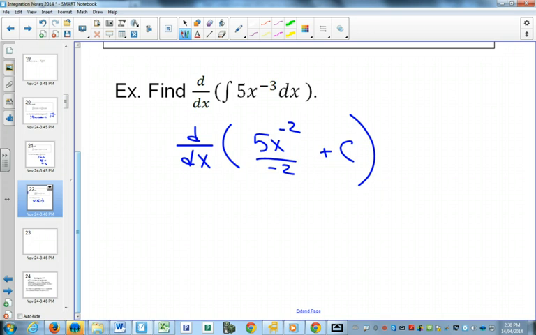Wait, didn't you just do the integral? Yeah, you did. Oh, did I do it the wrong way? Oh, yeah, I did the wrong way. No, we did the... Now we're doing the derivative. Oh, that was the derivative. That's the integral.